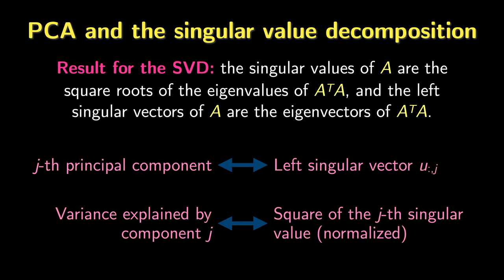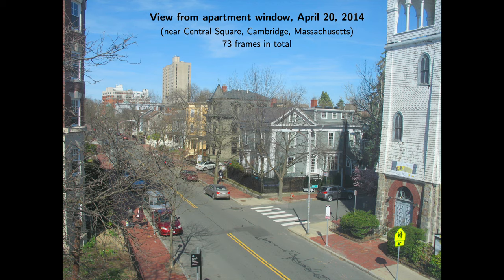So we're now going to illustrate PCA using an example from imaging. Several years ago, I took a sequence of photos from my apartment in Central Square, which is around a 25-minute walk away from Harvard University in Cambridge, Massachusetts. I took 73 frames in total. I set up my tripod to look down onto the street, and over the course of one afternoon and evening, I intermittently took a number of these photos.